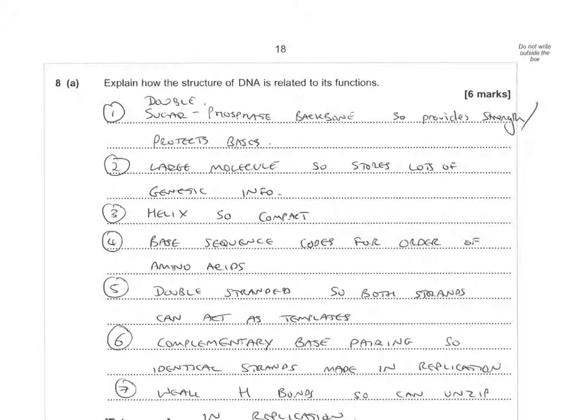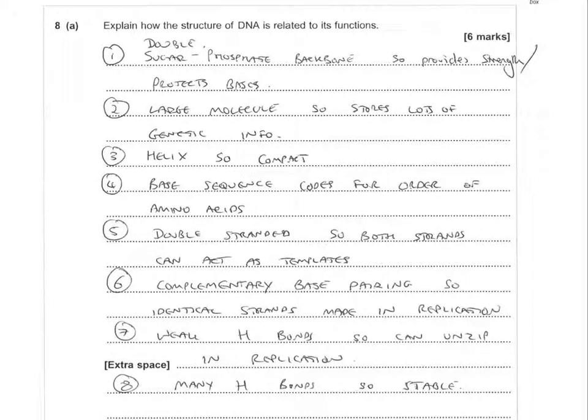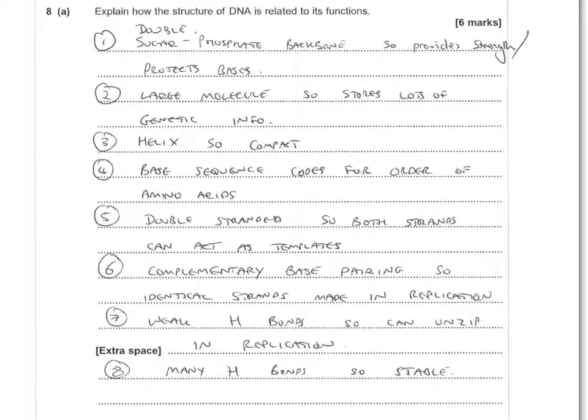So the standard long answer question for the structure of DNA, very similar to how you've got used to answering how structure of starch and glycogen and cellulose is related to its function. This was a question on DNA. So the idea you've got a double sugar phosphate backbone, so the bases are in the middle, so it protects the bases. A large molecule, so lots of genetic information can be stored. It's helical, so it's compact. The idea you can store a lot of DNA in a small space.